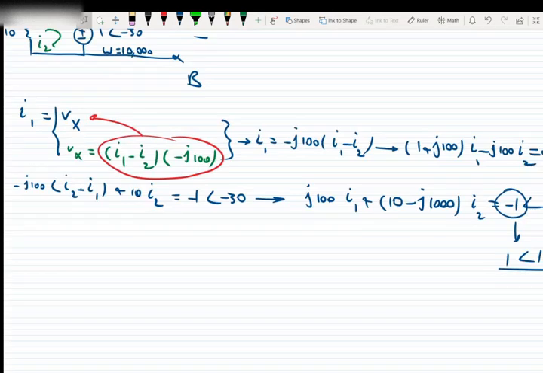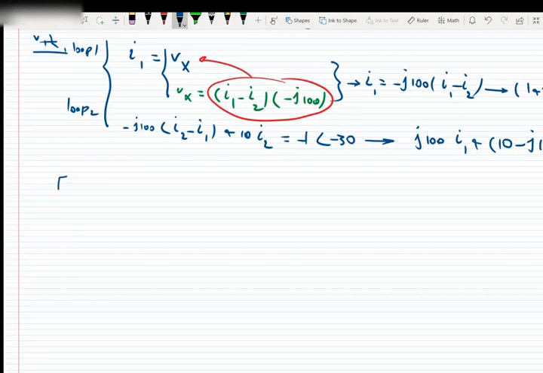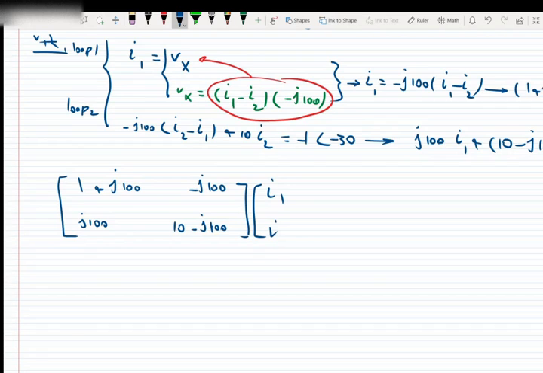So if we put them in the matrix and solve it, we will have 1 plus J100, negative J100, J100, 10 minus J100, times I1, I2, is equal to 0, negative 1 with angle of negative 30.